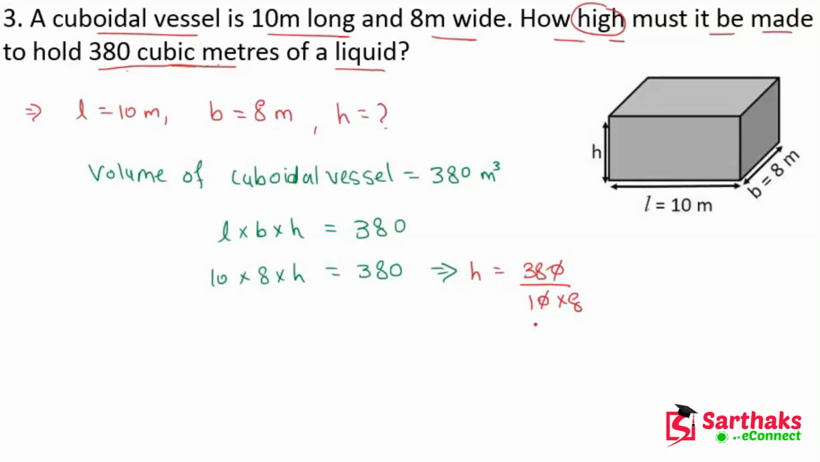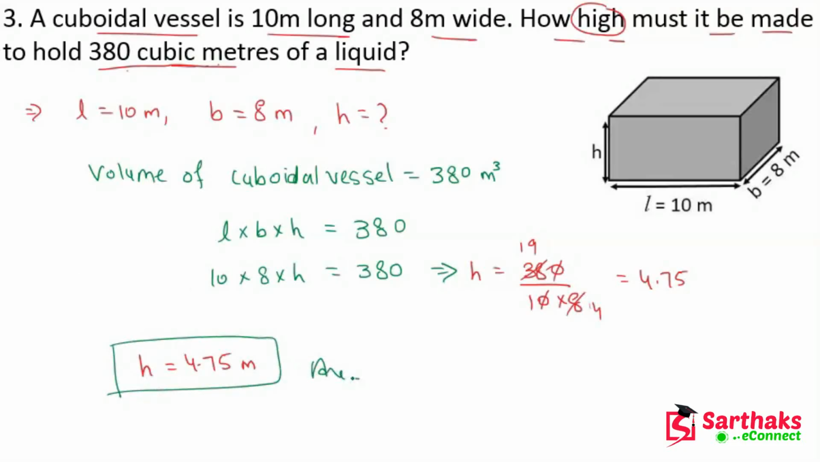This 0 and this 0 will be cancelled. So we can divide 8 by 2, it goes 4 times, and we can cancel 380 by 2 as 19 times. After solving this, we get 4.75. So height is 4.75 meter. This is the answer of this question.